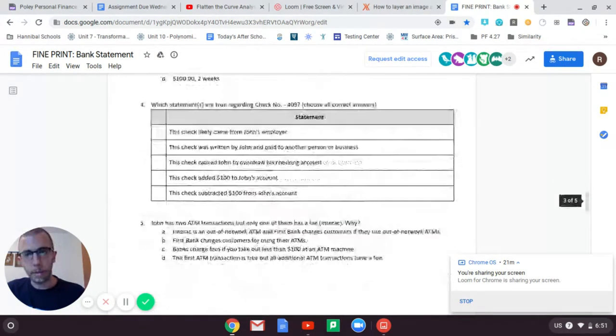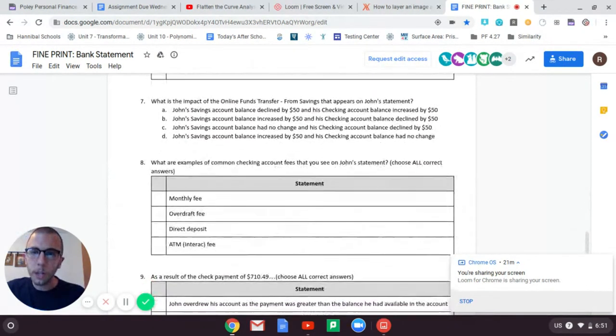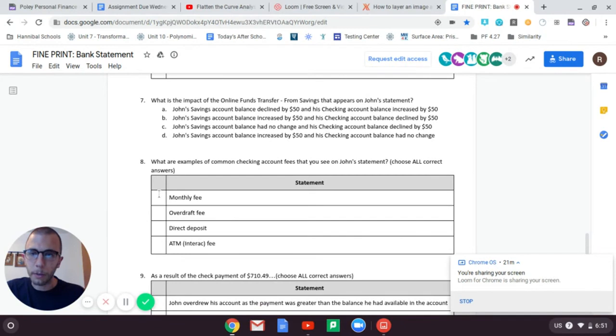So let's go back to our question down below. And yep, there's a monthly fee. That first one should be checked. There was an overdraft fee, and there was an ATM fee. I would hope that nobody would be charged a fee for having direct deposit. Okay, so the monthly fee, overdraft fee, ATM fee should all be checked. Those are all common fees that are listed on John's statement.